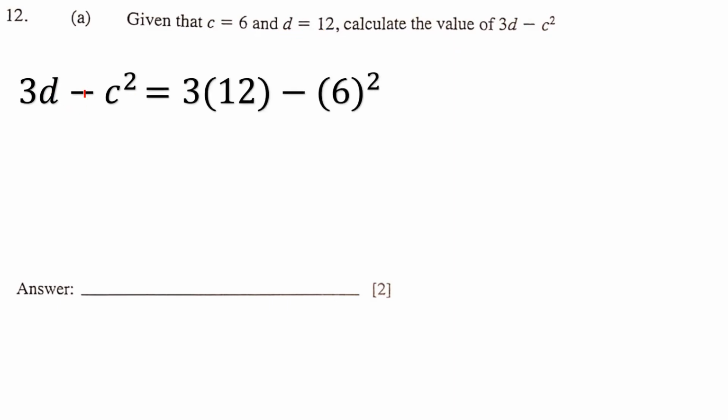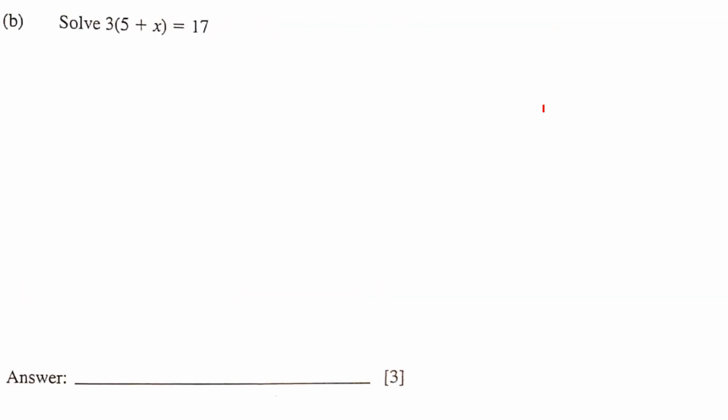Again, D, you put 12, so that's 3 times 12, and C, you put 6. And so what we have here is 3 times 12. What is 3 times 12? Well, 3 times 12 is 36. And then 6 squared, what is 6 squared? That's 6 times 6. That's also 36. And so what we have is subtraction of the exact same numbers, 36 minus 36. And the result is only going to be 0. So the correct answer here is definitely 0.